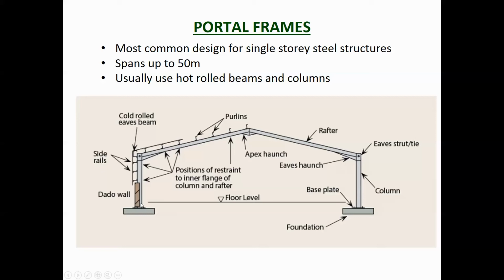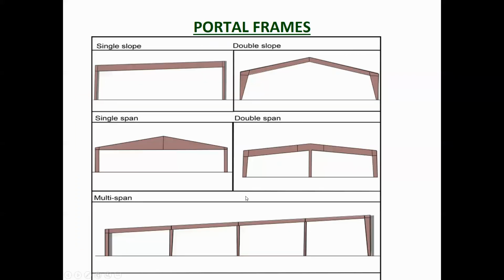It may be erected either as one structure, built on the ground then lifted up, or you can put the columns in and then lift the rafters into place and bolt them at height. As you can see, you've got the single slope, double slope, single span, double span, so you can put a column in the middle, or multi-span. There are different types of portal frames, but they've all got the same sort of thing, that they are like a frame.